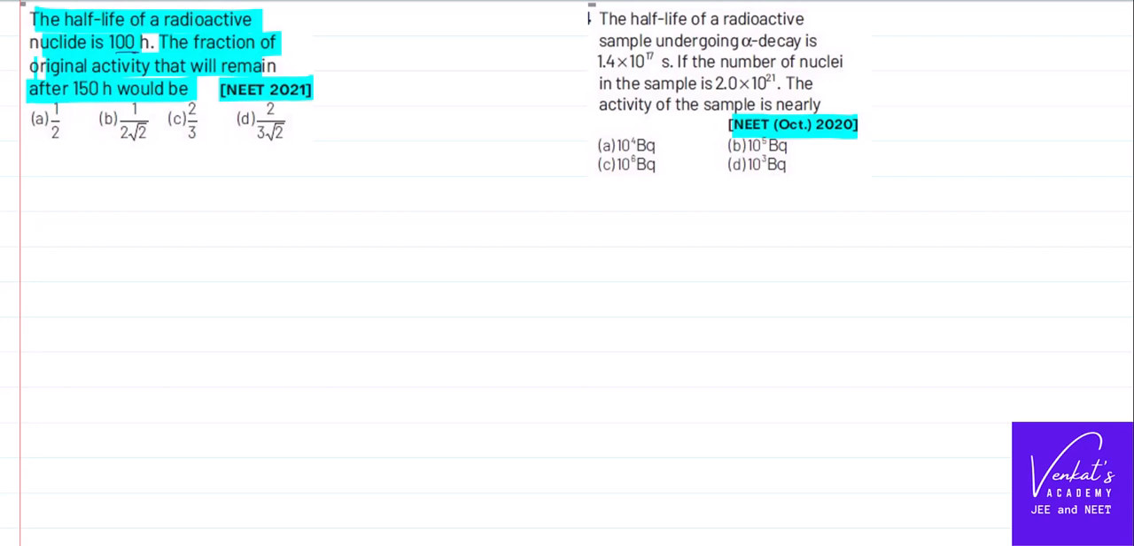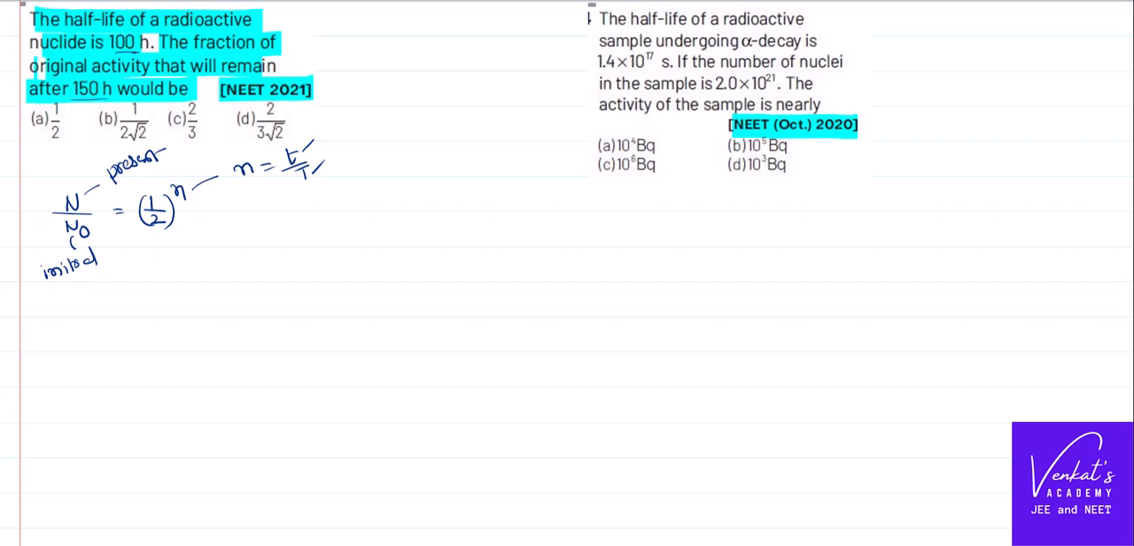There is a relation that we know: N by N0 equals 1 by 2 whole power of small n. You shall know what these terms are. N is the number of nucleons present after a certain time that was given in the question, like 150 hours. N0 is the initial number of nucleons. Small n can be expressed as small t by capital T. Small t is the time after which we are trying to study. Capital T is its half-life period.